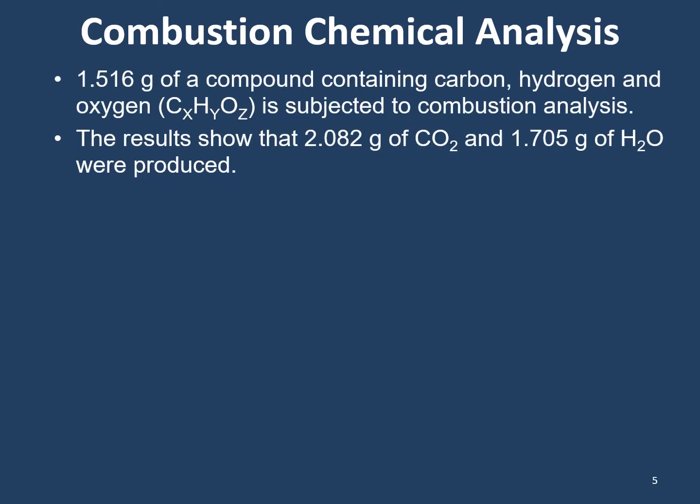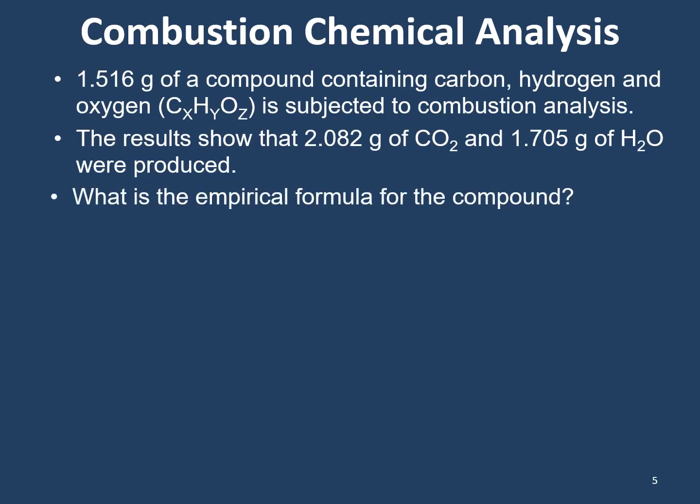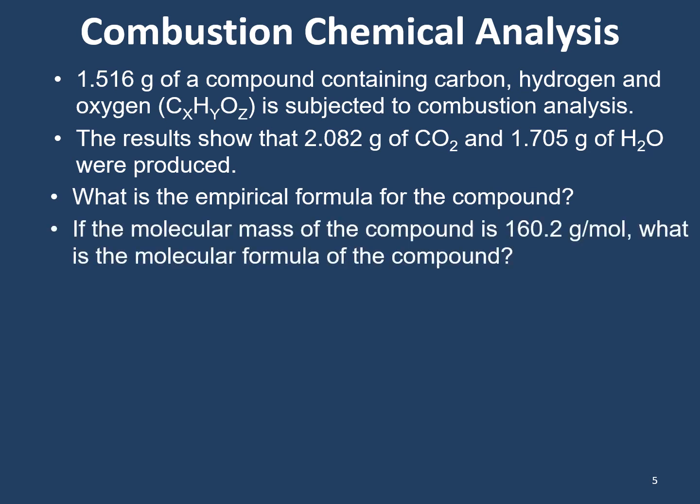All right, so here's my problem. I have 1.516 grams of this unknown compound that is going to contain carbon, hydrogen, and oxygen. After I subject it to combustion analysis, I form 2.082 grams of CO2 and 1.705 grams of water. I'm also told that the molar mass of the compound is 160.2 grams per mole. First, my question is, what's the empirical formula? And then after that, I want to know what the molecular formula is.